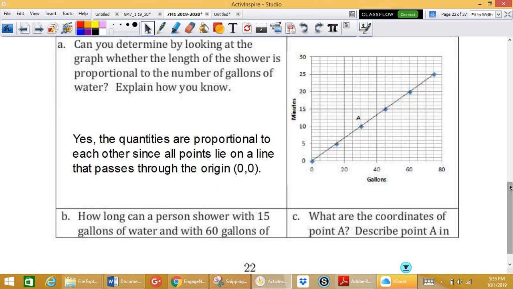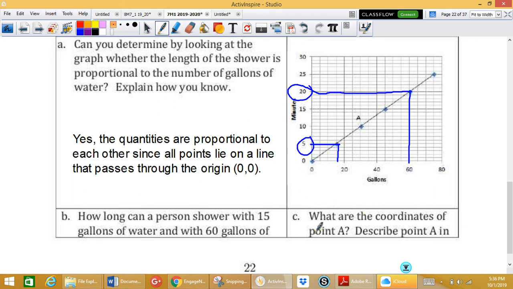How long can a person shower with 15 gallons of water and with 60 gallons of water? So 15 gallons of water will be 5 minutes, and 60 gallons of water will be 20 minutes. And I'm just reading it off the graph. So how did I do that? At 15, it was 5 minutes, and at 60, we went 20 minutes.